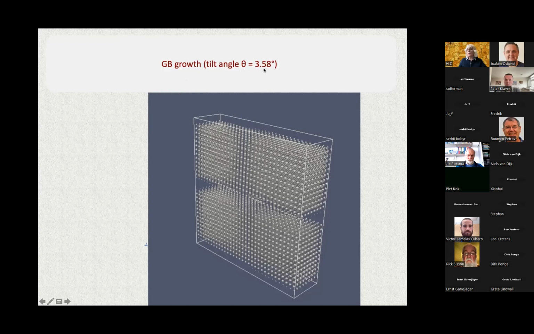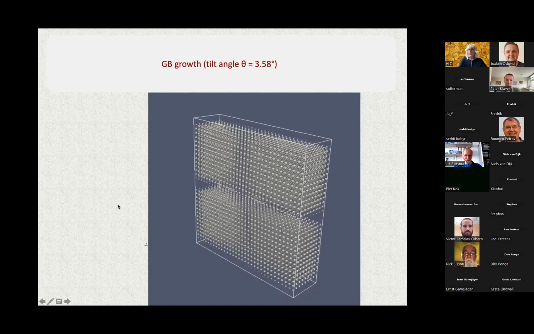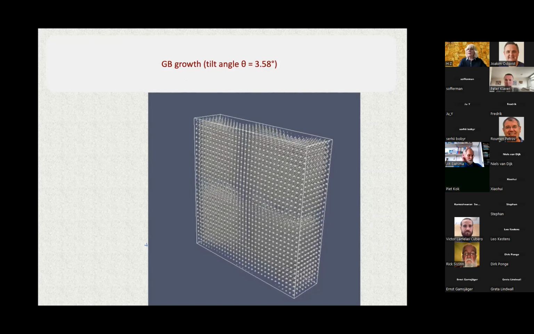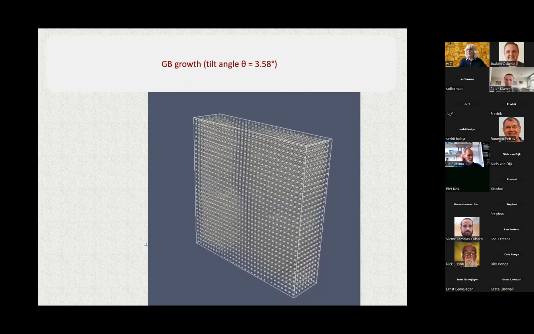Because in this case, we are interested in the tilt grain boundaries in alpha iron, the angle was 3.58, and then we put the liquid between. Liquid means completely disordering the atoms everywhere in all simulation grids. Doing this, if we decrease the temperature, the liquid starts to solidify, and we obtain, for example here, the creation of the grain boundary, as you can see here, and also some number of dislocations.